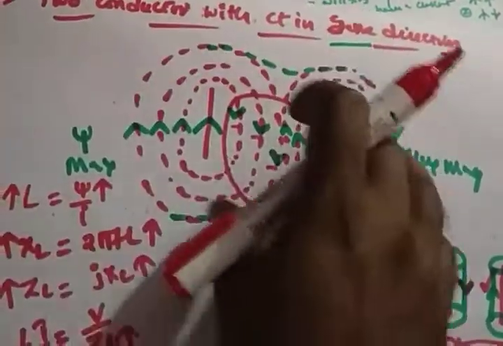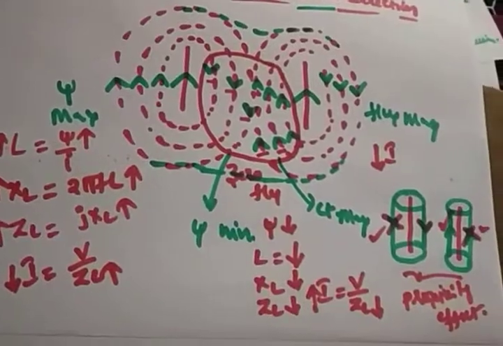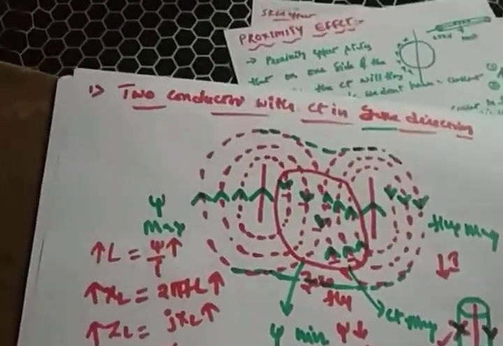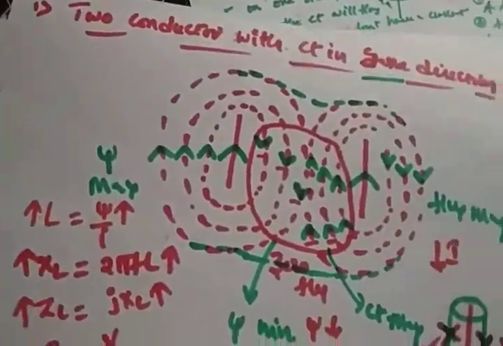So this phenomenon we can call a proximity effect, right? I hope it's clear, right? Now we'll enter into the concept of two conductors with current in different directions.